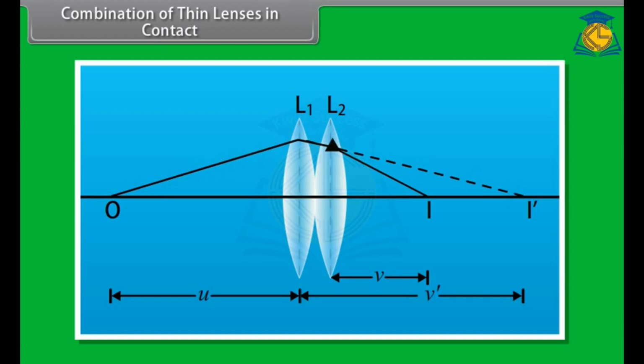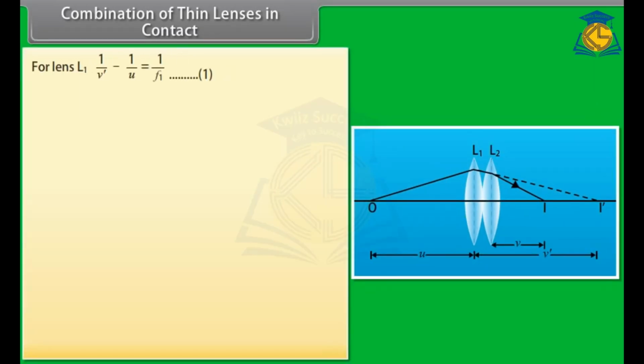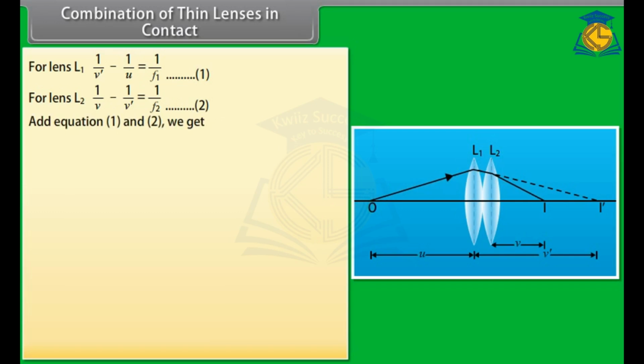L1 alone. If v' is the distance of image I' from the lens L1, then for lens L1, 1/v' minus 1/u is equal to 1/f1, name it as equation 1. For lens 2, 1/v minus 1/v' is equal to 1/f2, name it as equation 2. Add equations 1 and 2 and we get 1/v minus 1/u is equal to 1/f, where 1/f is equal to 1/f1 plus 1/f2.